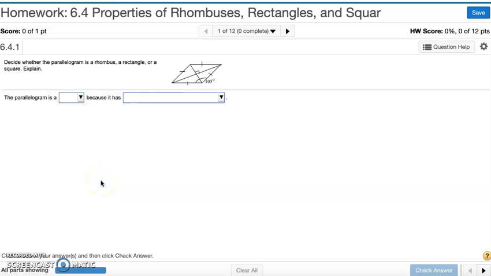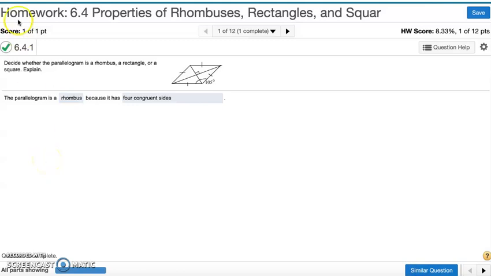6.4. Properties of rhombuses, rectangles, and squares. Number 1. Decide whether the parallelogram is a rhombus, a rectangle, or a square. Well, looking at the picture, we see this degree measure is 105. For it to be a rectangle or a square, this angle has to be 90. So we're going to say it is a rhombus because it has just 4 congruent sides, no right angles. And that is number 1.